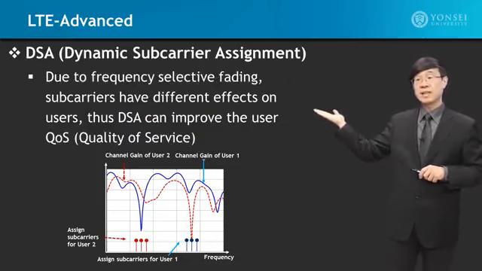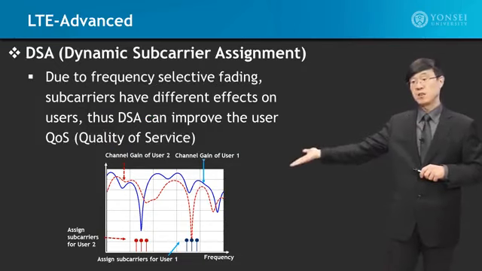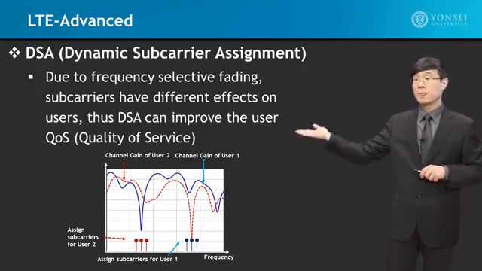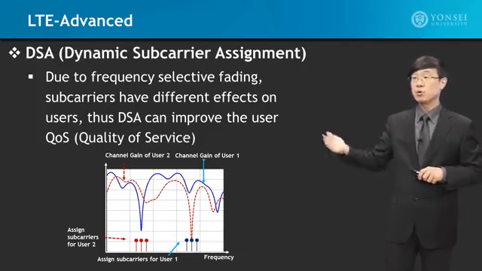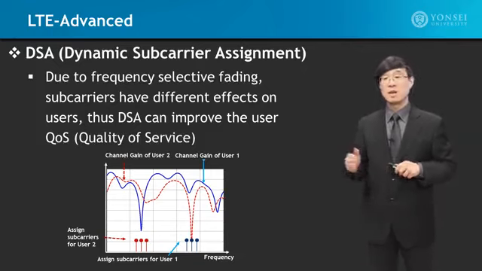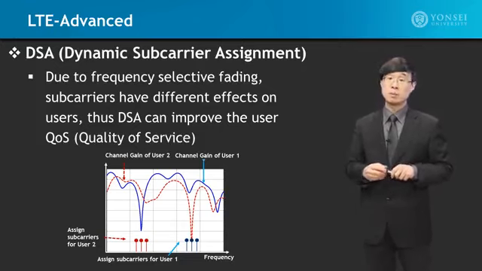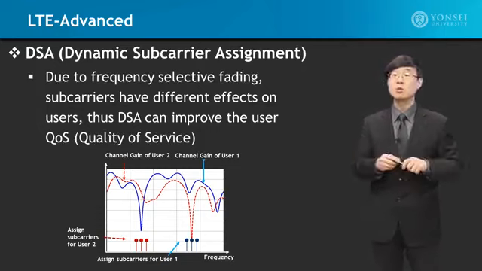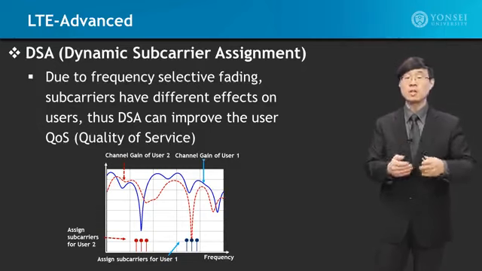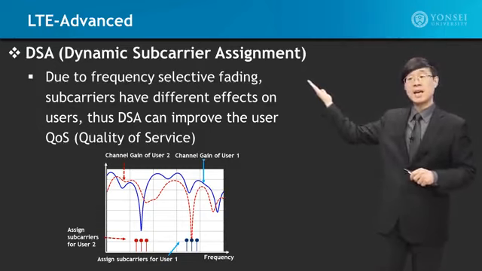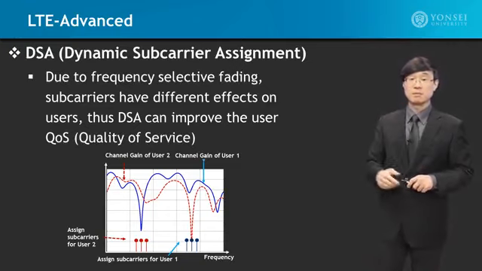Due to frequency selective fading, subcarriers have different effects on users, which you see as different null points in the spectrum for different users. Thus, DSA can improve the user quality of service in various ways by tracking the overall spectrum null points per user and then using the adaptive control assignment mechanism that is assigned within DSA technology. Pretty cool, isn't it?